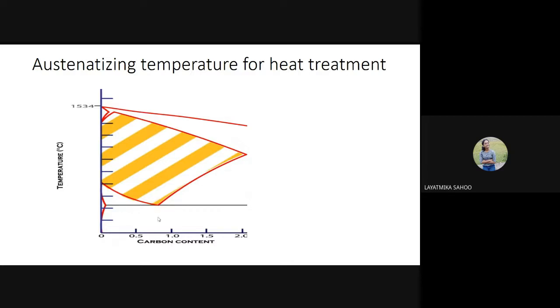Next, if it is 0.5, then we have to go to the A3 line. But one point I would like to mention: if you have a steel above eutectoid, never go above ACm. I will tell you why later. You can write it down if you want. For a hypereutectoid steel with more than 0.8 weight percentage of carbon, we never go above ACm. We do heat treatment between A1 and ACm. Why? I will tell you later.